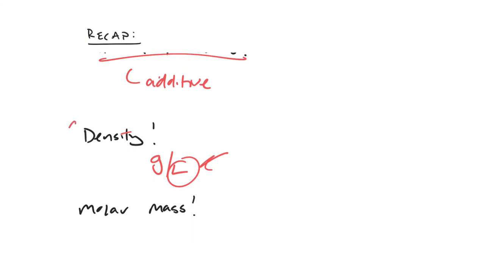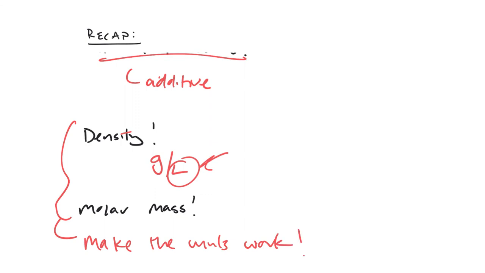Remember, all of this is really just a game of make the units work. That's it. And you need to use PV=nRT to be able to make the units work. And the units of molar mass here are grams per mole. So that's it, really: just make the units work, partial pressures are additive, etc.